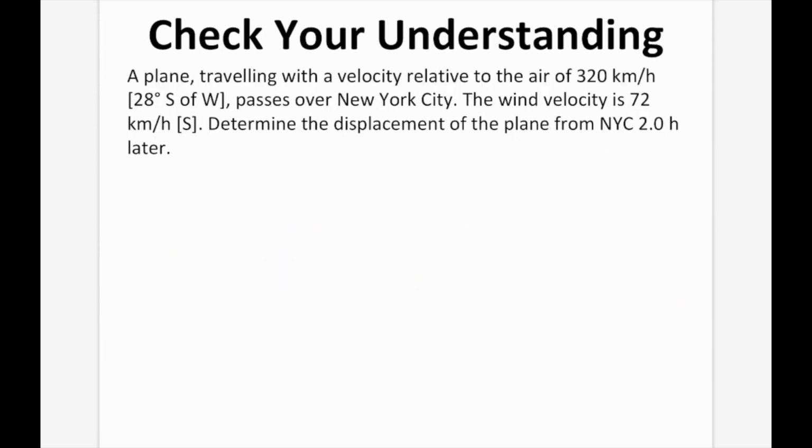A plane traveling with a velocity relative to the air, so the velocity of the plane relative to the air is 320 kilometers per hour, 28 degrees south of west. So what does that mean? Well, we were going west. We went 28 degrees south of it. So it falls in here, 28 degrees south of west, and that's 320.